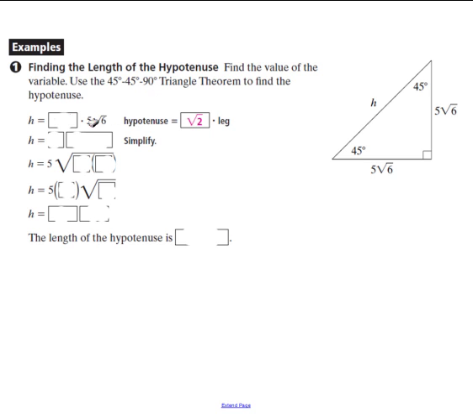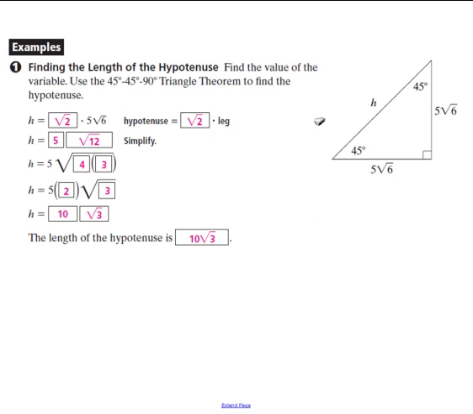So we take the length of the leg, 5 root 6, and multiply by root 2. That gives us 5 root 12, but then we can simplify root 12. There's a root 4 in there. The square root of 4 is 2. So we get 10 times the square root of 3. That would be the length of our hypotenuse.